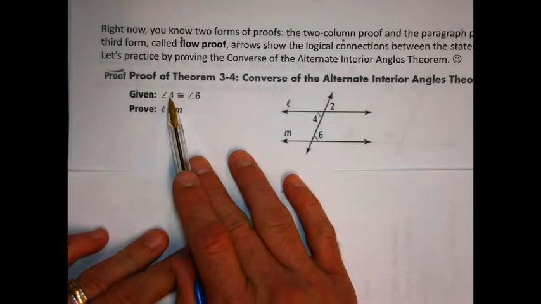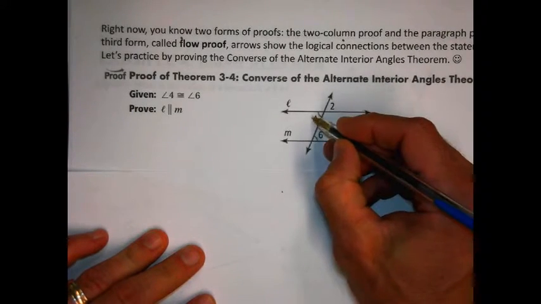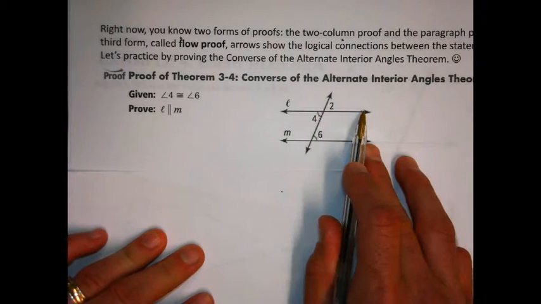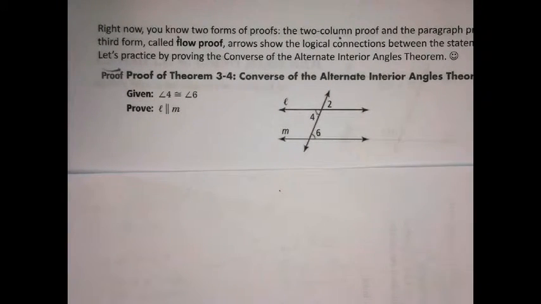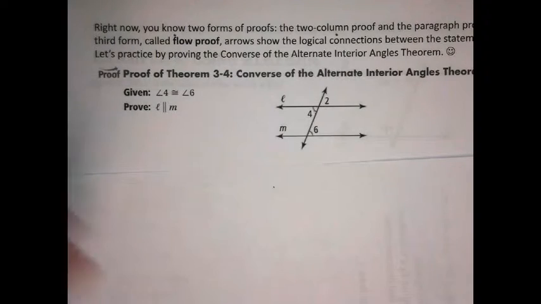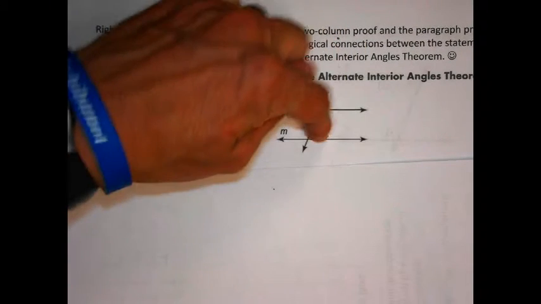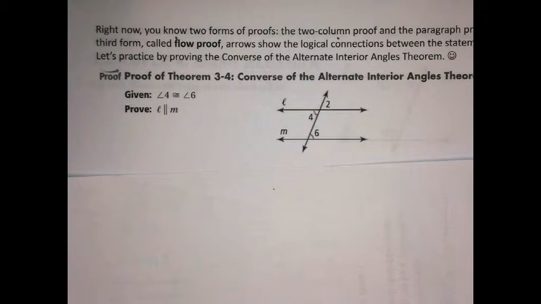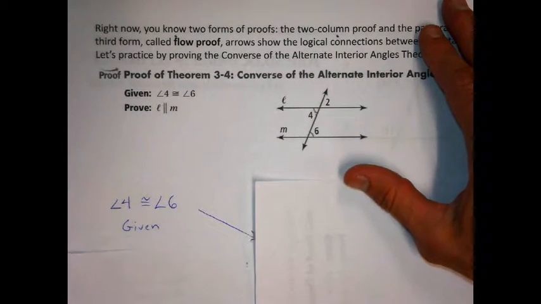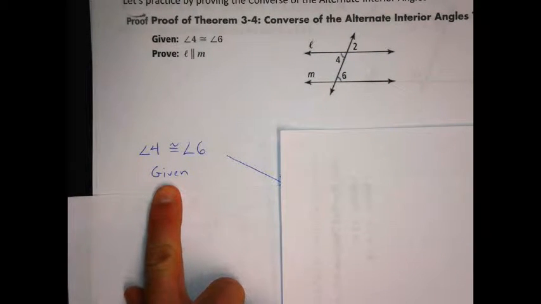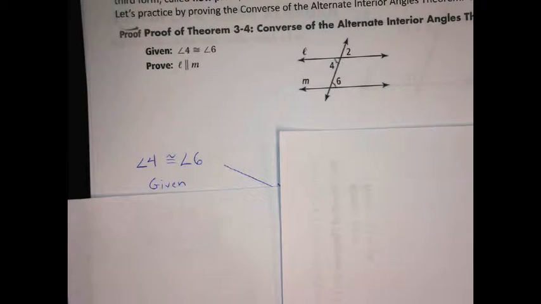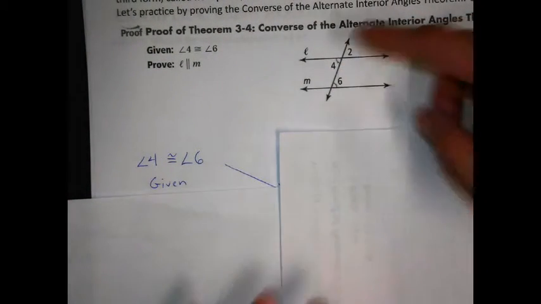So the flow proof is this. We're given that angle 4 is congruent to angle 6. So we see angle 4 here and angle 6 here. What we have to do is prove that line L is parallel to line M. The only thing we know right now is that if corresponding angles are congruent, then lines are parallel. So if we can somehow prove that angle 2 is congruent to angle 6, we're hunky-dory. So this thing exists called a flow proof. How does that work? The first thing we want to do is start, just like normal, with a given statement: angle 4 is congruent to angle 6. We know that, right? Now, what's the deal?